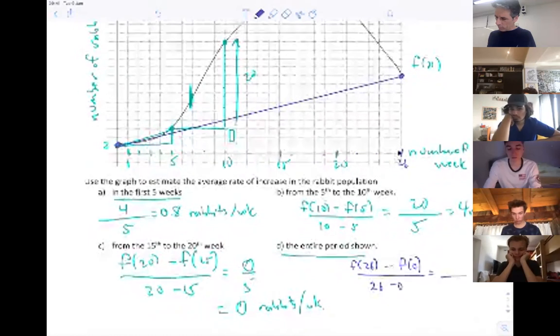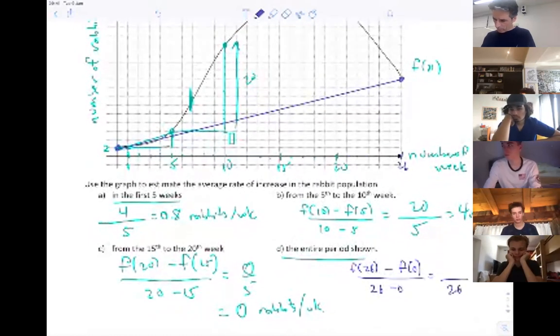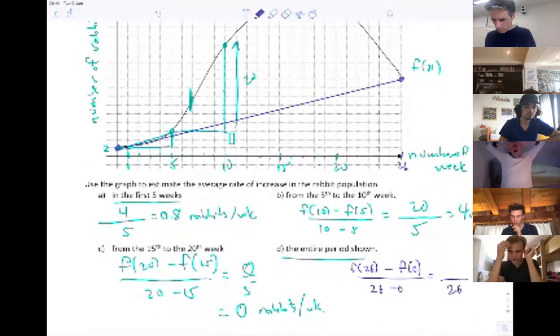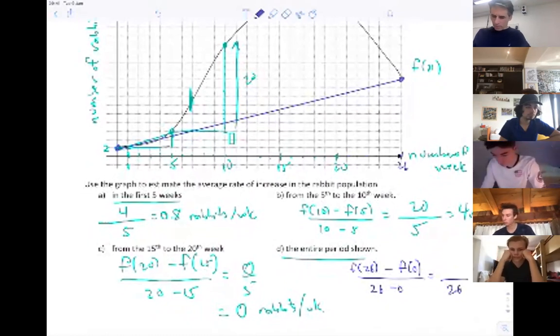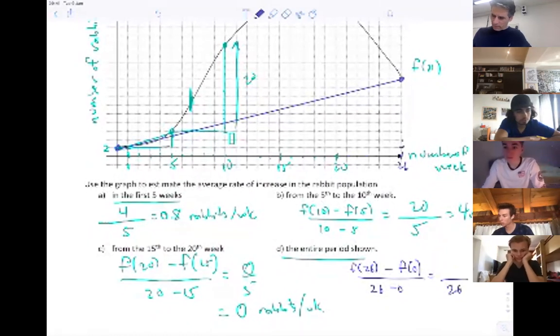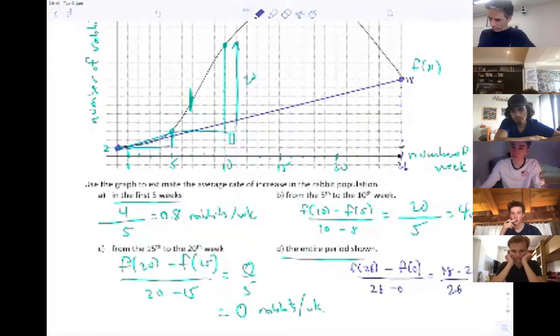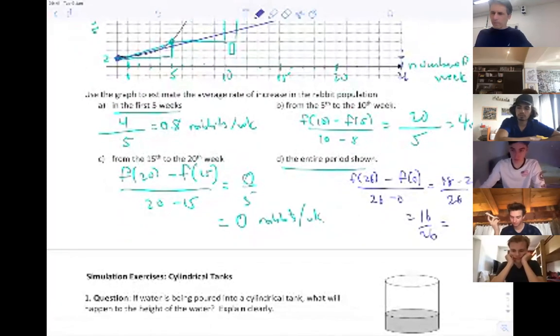So over the 26-week period, what happened? What's the increase? 26 or 25? 26. Is it 25? Are you saying I counted wrong, Ben? I think it's 26, yeah. And then, how much did the rabbit population grow by? Well, it started at 2 and ended at 18. So 16, right? Over 26. And we could simplify that. It's 8 over 13?